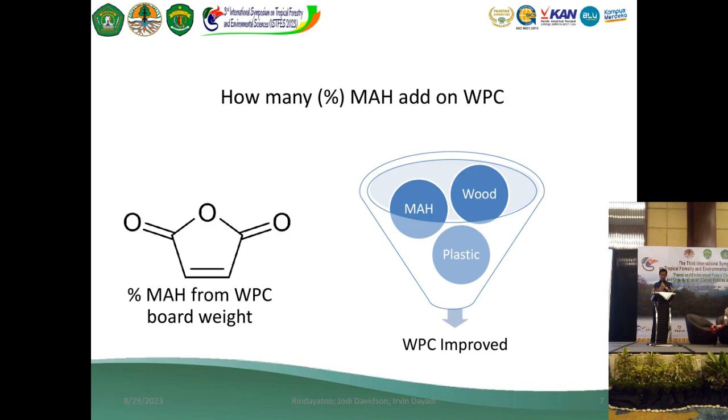So we think the amount of MA is a percentage of the weight of the WPC board. With the formula for calculating the material, we can determine the number of grams of MA needed in the WPC board. Next.